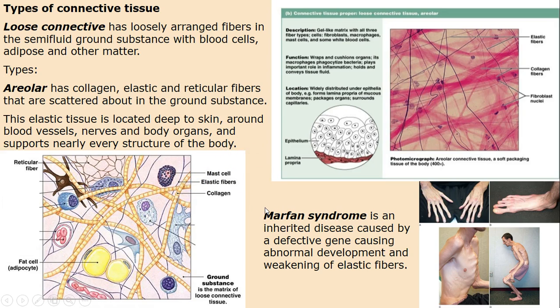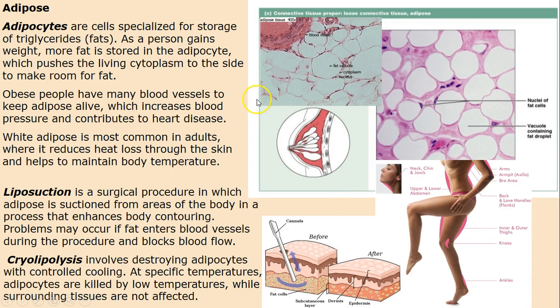Marfan syndrome is inherited, and if we have a defective gene, then our elastic fibers are weak, and you can see in this gentleman here some of the consequences. We need this fibrous material to be stout and serve us for the rest of our lives.